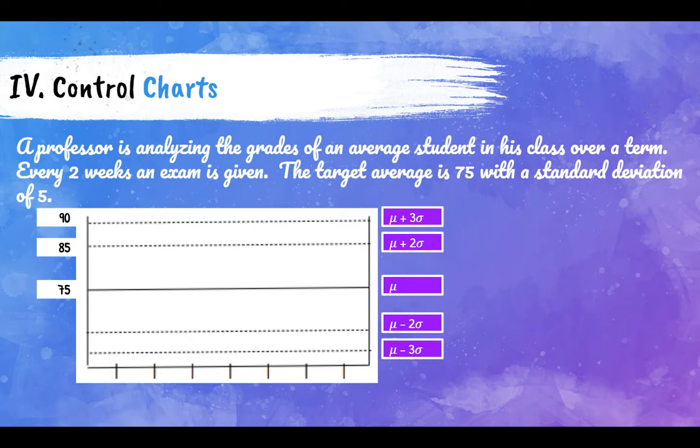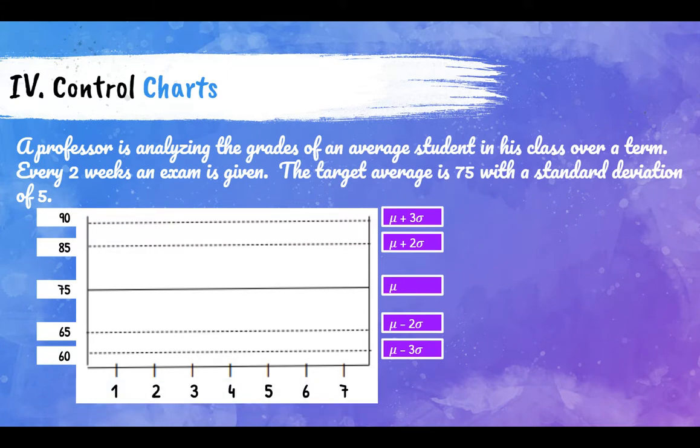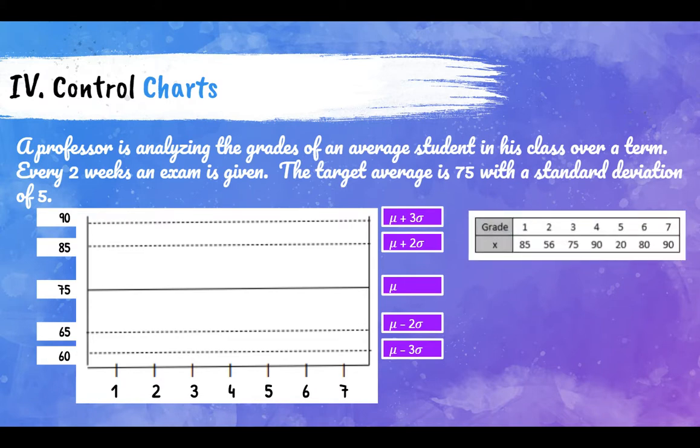Now getting the 2 dashed lines down below, 75 minus 2 standard deviations, or minus 10, is 65. And then minus one more standard deviation is 60. And then we have our 7 exams over our 14-week period across the bottom. These are the grades on the exams, the 7 exams over the term.